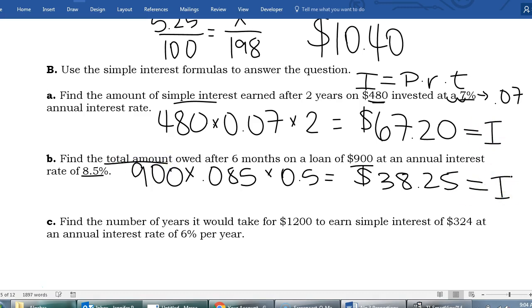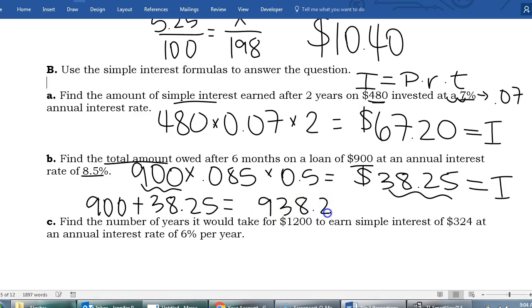This is the interest. So to get the total amount, we have to add what we originally borrowed to the interest that they're going to charge us. So we're going to add 900 plus 38.25 gives me a total amount of $938.25 to be repaid on my loan.